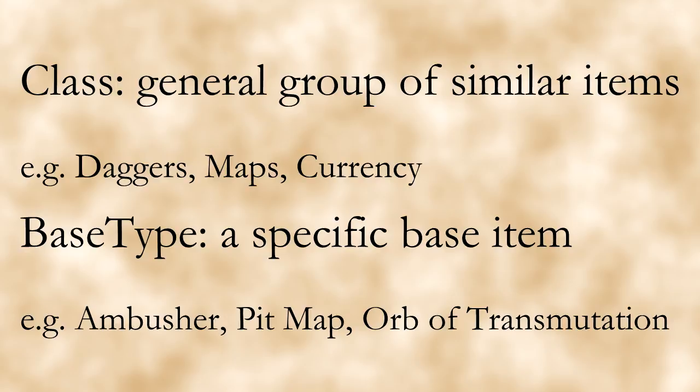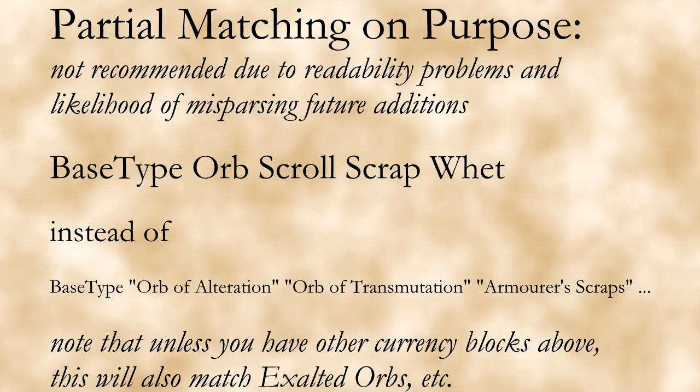So watch your classes, base types, and quotes. You can use this partial matching to your advantage if you want to write a shorter line to match things. For instance, if you really do want all one-hand maces, one-hand swords, one-hand axes, thrusting one-hand swords, two-hand axes, two-hand maces, two-hand swords, you can just write "hand", and it will grab all of those.